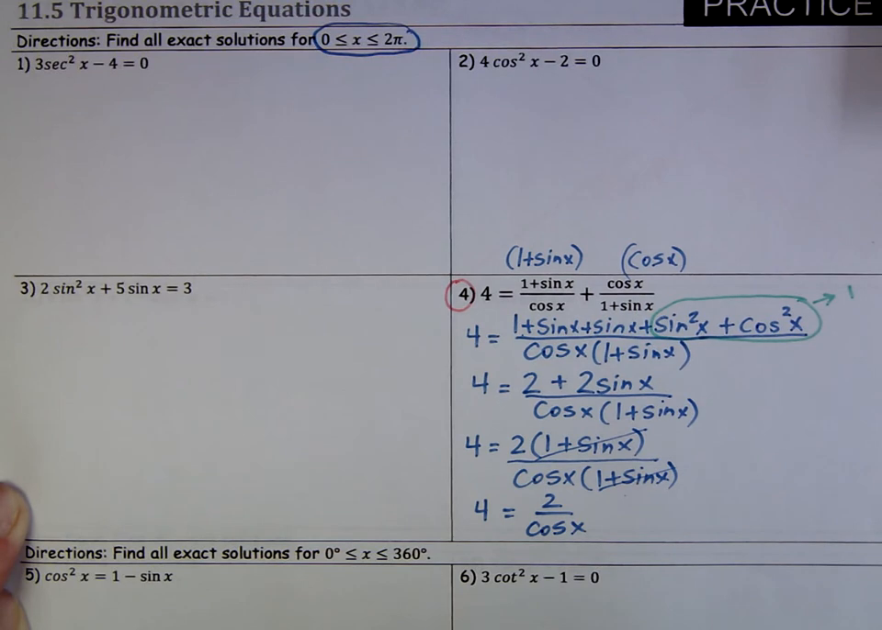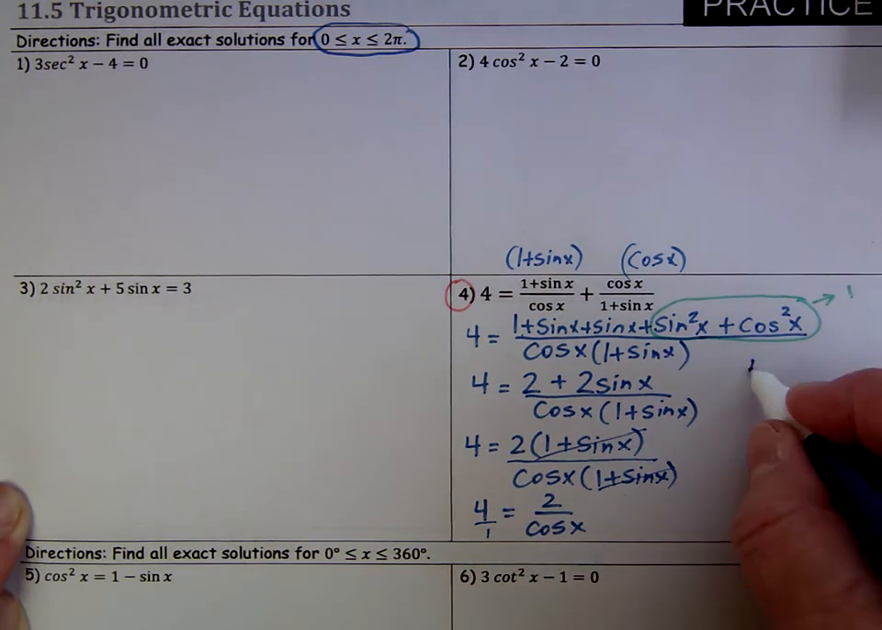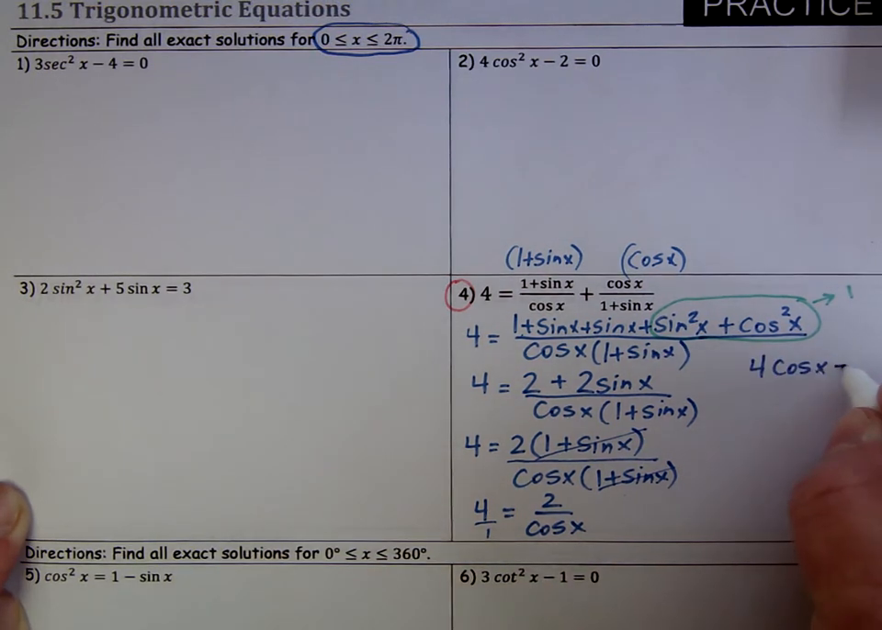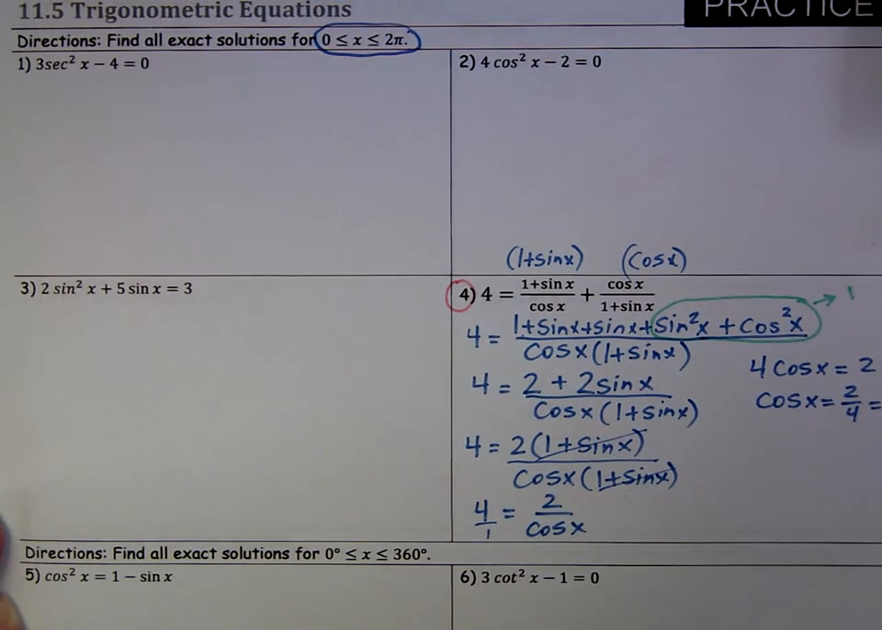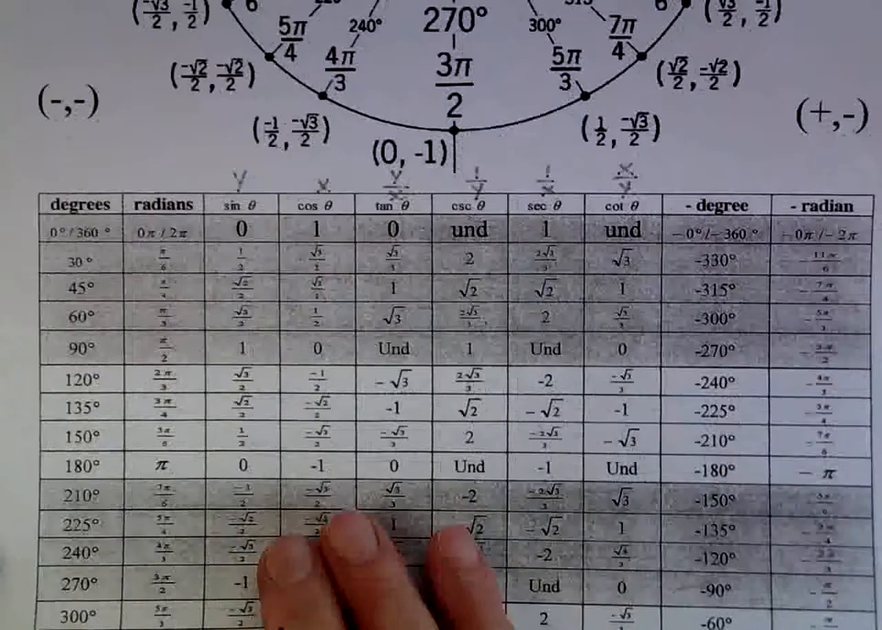So a couple different ways you could go about this, but here's what I'm going to do just to keep it simple. I'm going to put the 4 over 1 and I'm going to cross multiply. So I get 4 cosine of x, 2 times 1 is 2, divide by 4, I get the cosine of x is 2/4 or 1/2. And that makes me kind of happy because I can go to my chart and figure out where is the cosine 1/2, and that's what I'm going to do next.